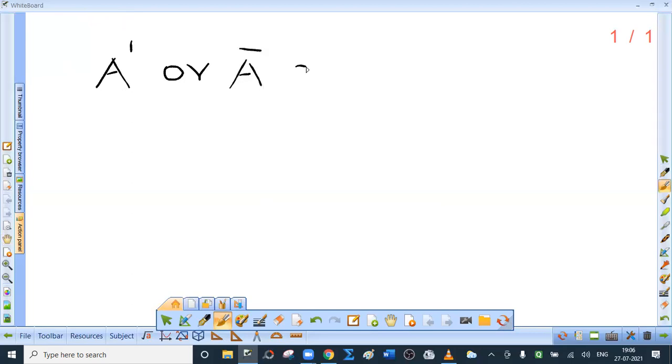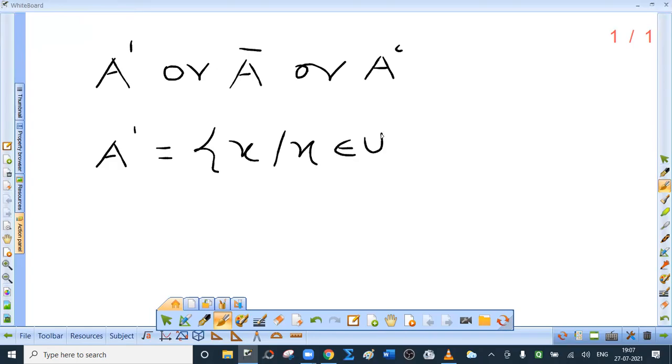Actually, there is one more notation. A complement, A^C. Okay. So how is A dash defined? A dash is defined as the set of all x such that x belongs to U, but x does not belong to set A. This is the definition of complement. What will be the complement of the complement? The original set. Suppose we consider a particular example.